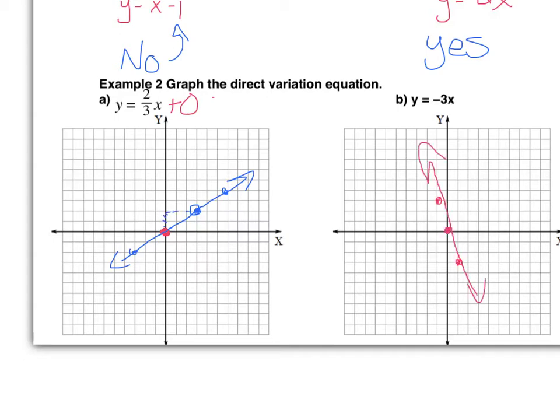So the process here is really very quick. Again, the first point on any direct variation problem is going to be at the origin. I use my slope, negative 3 over 1. I go down 3 and right 1, or I can go up 3 and left 1, but either way you can see that my slope is negative. It's very steep because my slope is 3, but again, this is all there is to this problem.